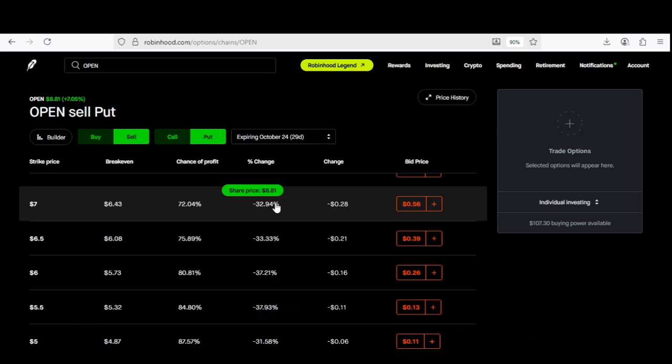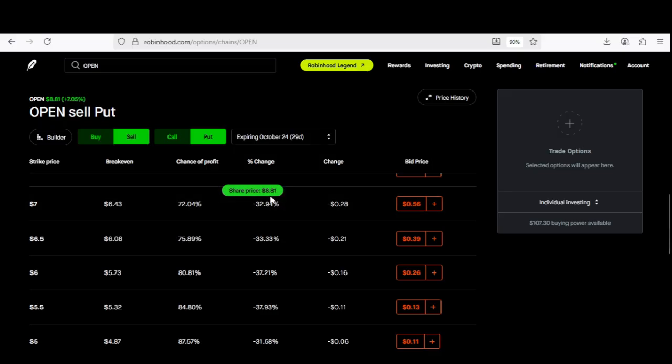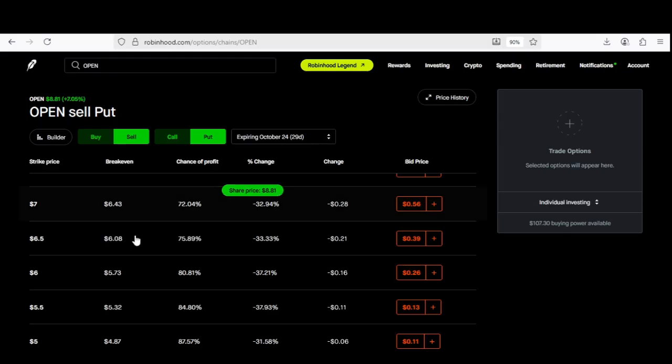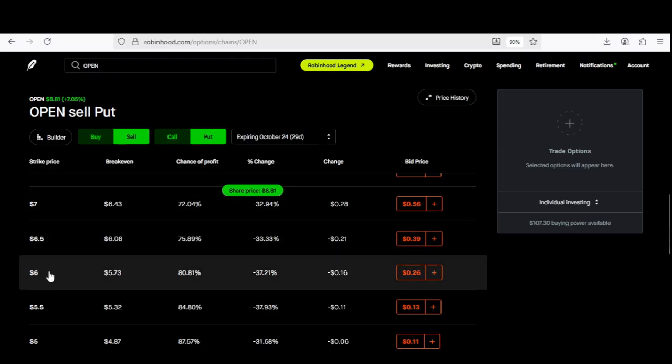Now that you have bought 100 shares of Opendoor at a price tag of $8.81, or let's round it up to $9 per share, you have spent $900. With the first option strategy, the amount you're going to be using is just $600. Remember, with this next option strategy, you may have to use a bit more money, but I will show you how to reduce this money right now.